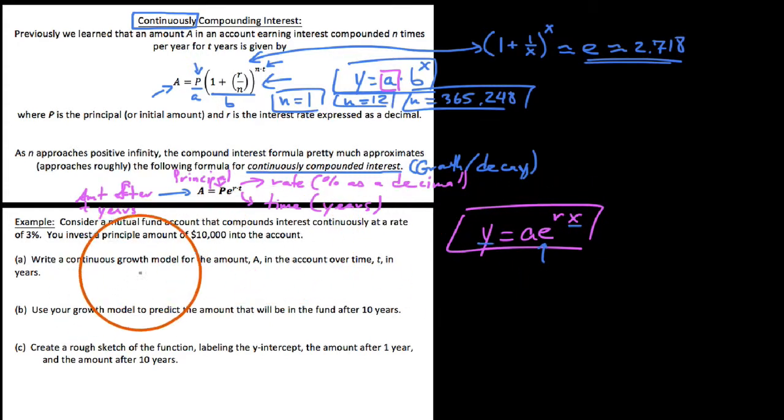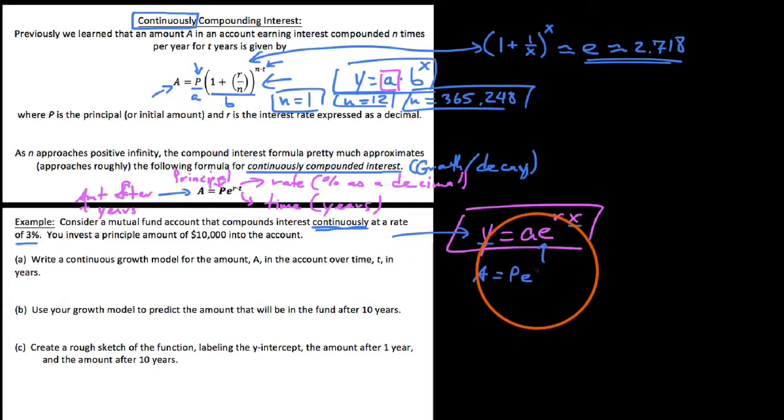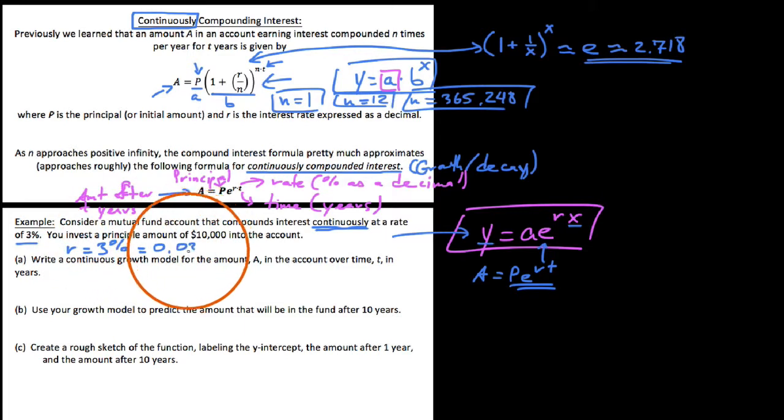Okay, so let's go ahead and put together a couple of growth models here and represent them graphically and use them to make some predictions. Let's say we consider a mutual fund that compounds interest continuously at a rate of 3%. Here's the first thing I want to point out. It compounds interest continuously. I did not say so many times a year. I said all of the time. So we already are tipped off that we're going to be using A equals P e to the r t, or PERT. That's how you can remember it, PERT, okay? So it does this at a rate of 3%, so we already are privy to the information that this is 3%, or 0.03 for our r value, and we have a principal amount of $10,000 in the account.